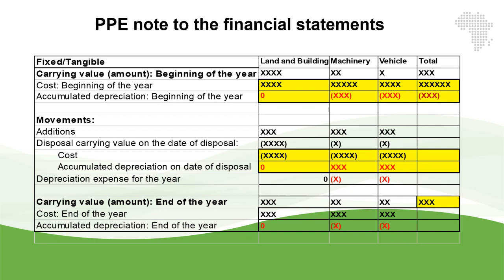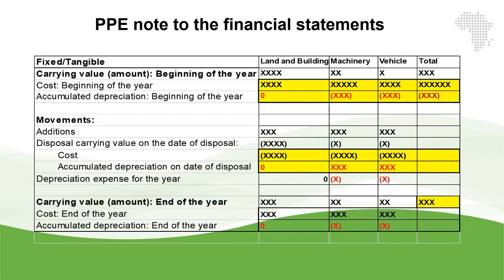Then we also have what? The depreciation expense for the year. Remember the depreciation expense should reduce what? The carrying amount. It will reduce the amount. So that's why depreciation expense for the year, we will always deduct it. We will see under machinery, that's why we have that negative X, even under vehicles, because we need to deduct that.